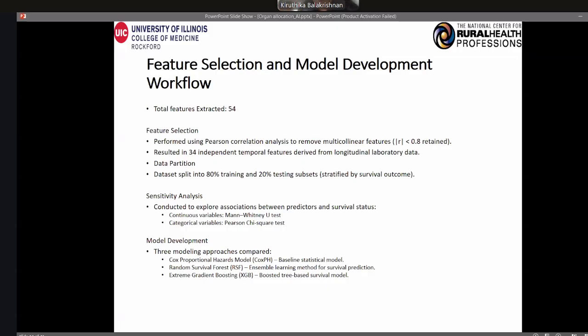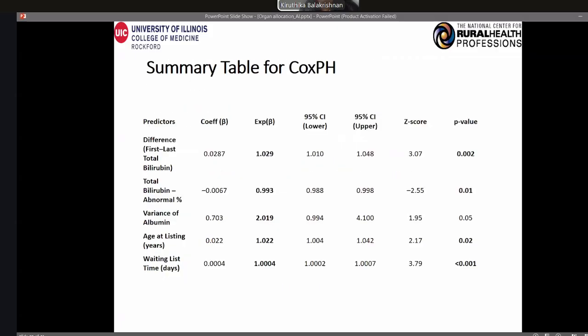As I said earlier, next we split the data into 80 and 20. Then we also performed some statistical analysis to see the difference between alive and dead patients, using the Mann-Whitney U test for continuous variables and the Pearson chi-square test for categorical variables. Then finally, we implemented the Cox proportional hazards, random survival forest, and XGBoost models to analyze the survival probabilities.